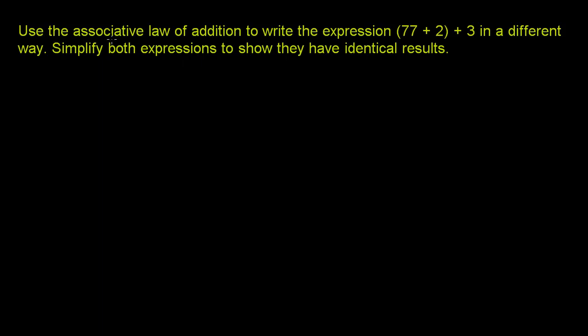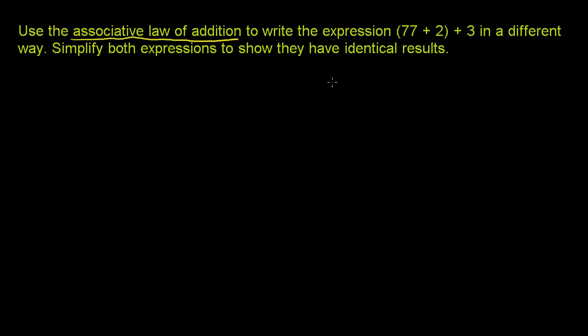Use the associative law of addition to write the expression 77 plus 2 in parentheses plus 3 in a different way. Simplify both expressions to show they have identical results. So this associative law of addition, which sounds very fancy and complicated, literally means that you can associate these three numbers in different ways, or you can add them in different orders.